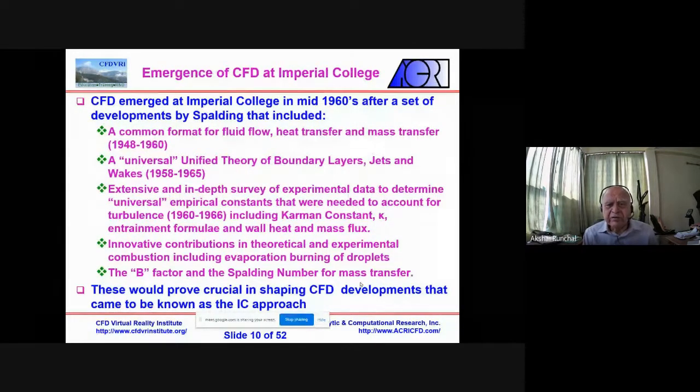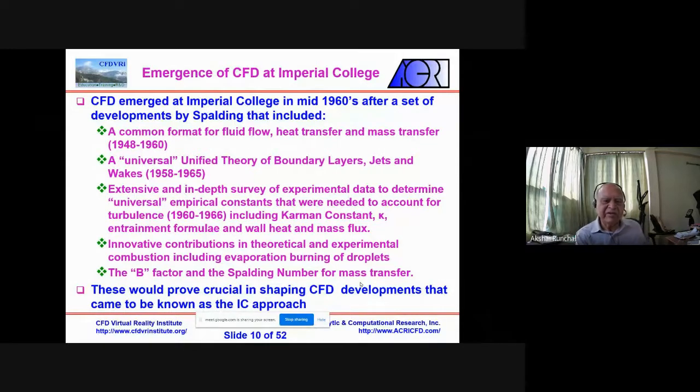So what led to CFD at Imperial College was that Spalding had already worked on a common format for flow, heat transfer, and mass transfer. Before Spalding, people thought of fluid flow as a different problem. There were fluid mechanics people dealing with it. Heat transfer was dealt with by people in the heat transfer field, and mass transfer was dealt with by chemists. But he saw that the underlying mathematics had great similarities and that they were really no different from each other. And so he came up with a universal unified theory of boundary layers, jets, and wakes, which played a big role in solving many practical problems over a period of 10 years.